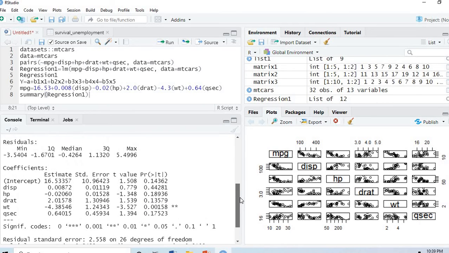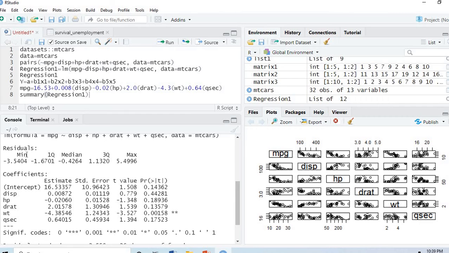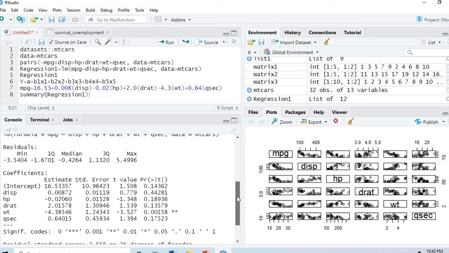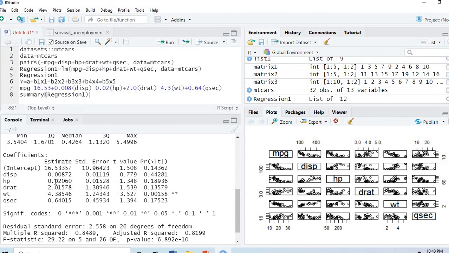So the summary command first tells us the information about residuals. It means the difference between the observed values and the predicted values based on this regression model. Second, it indicates the constant A, the intercept, and all the coefficients of independent vectors. Along with the coefficients of independent vectors, it also indicates the t-test values and the p-values. The p-values indicate which of the independent vectors significantly affects the dependent vector. So the result indicates that weight is the only independent vector that affects the mileage significantly. The rest of the independent vectors are insignificant.